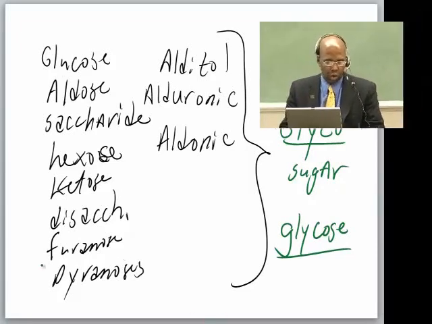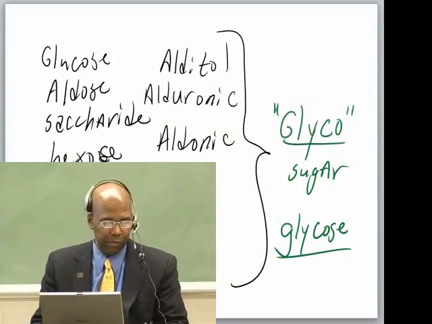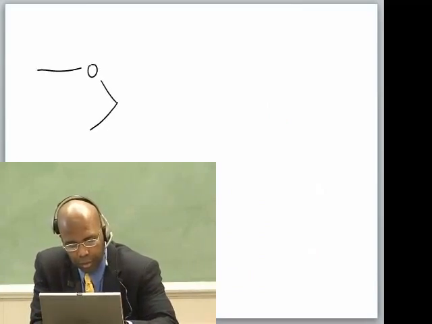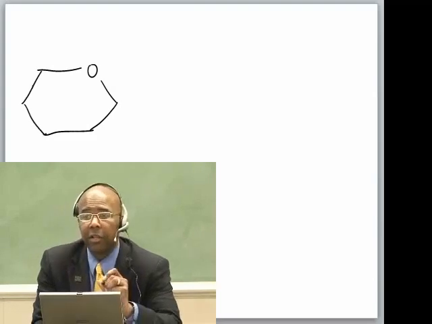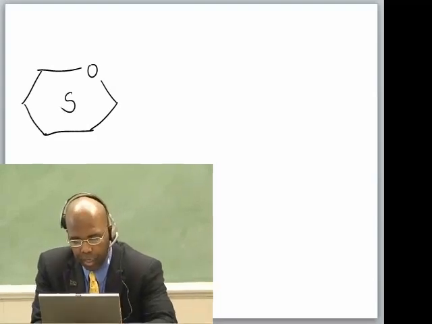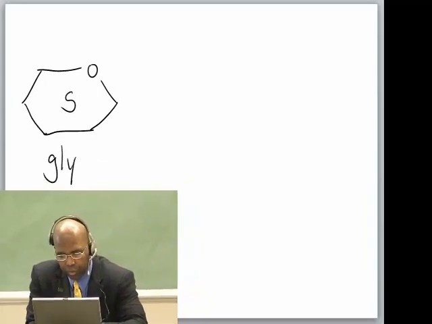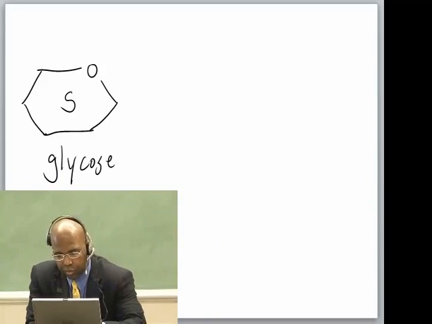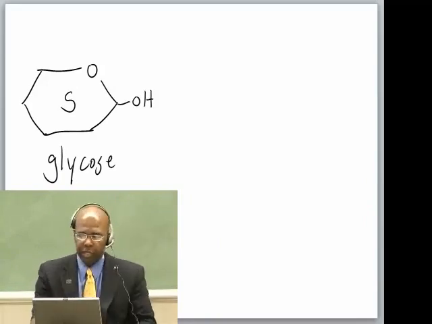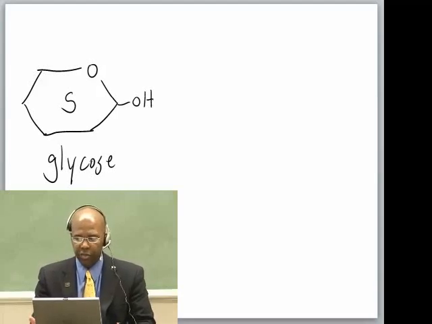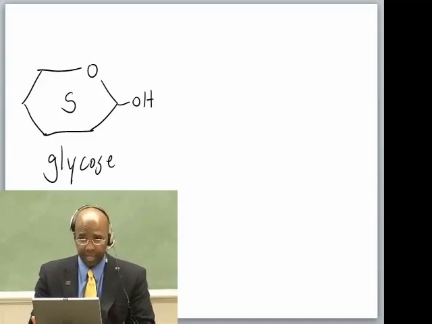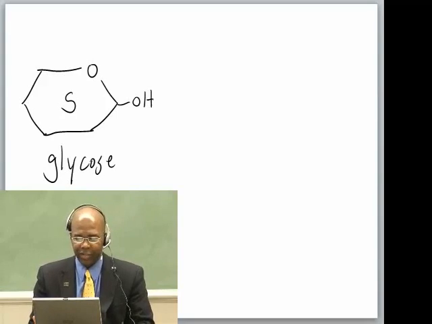Okay. Now let's start with a new sugar derivative here. So what I'm going to do, I'm going to draw a generic sugar. This is going to be a generic sugar here. And we're going to call this sugar glycose, since we don't know which one it is. Just a generic sugar. And we'll put the OH on this sugar here. We'll show the ring oxygen, and the anomeric OH. That's going to be a generic sugar.